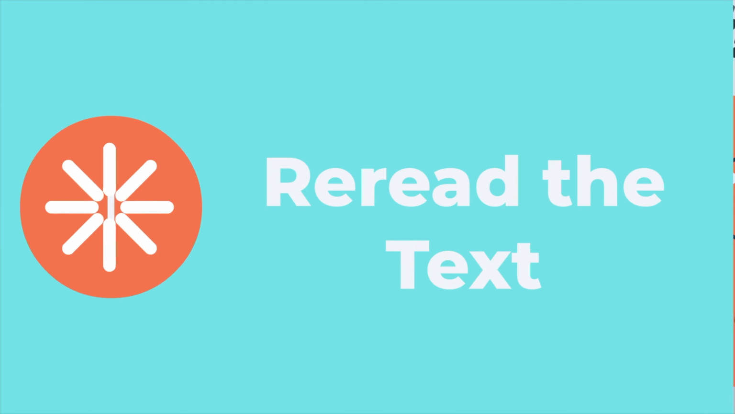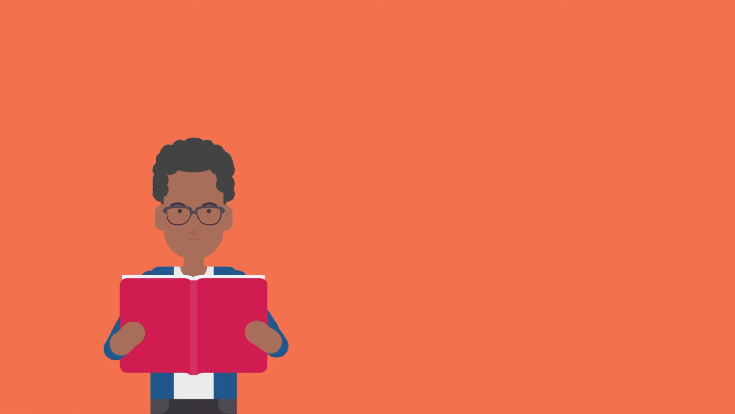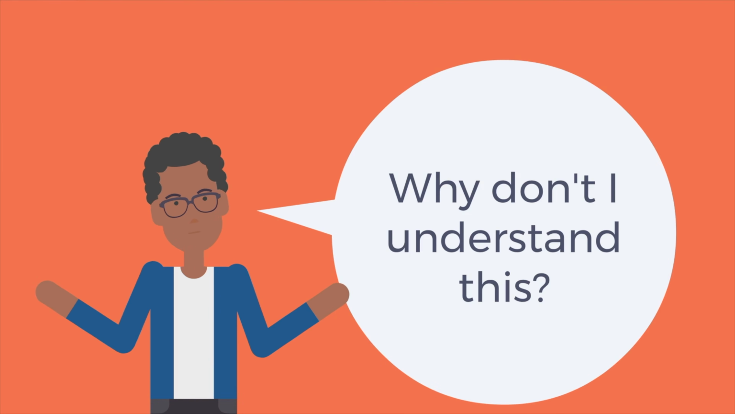First, just reread the part of the book or article that you don't understand. Reread it multiple times and try to ask yourself this: why don't I understand this?